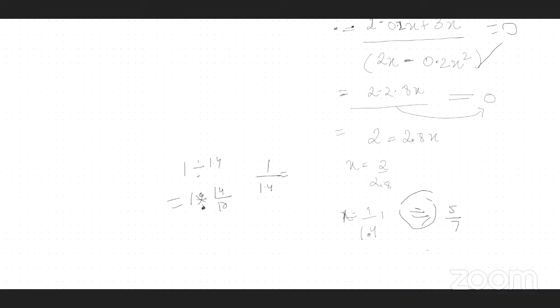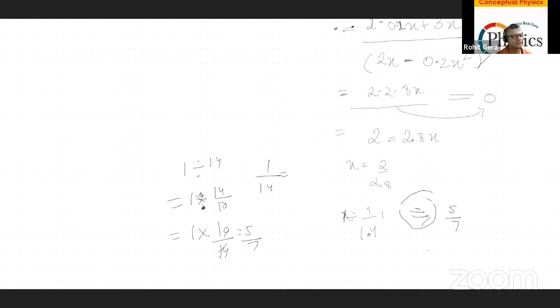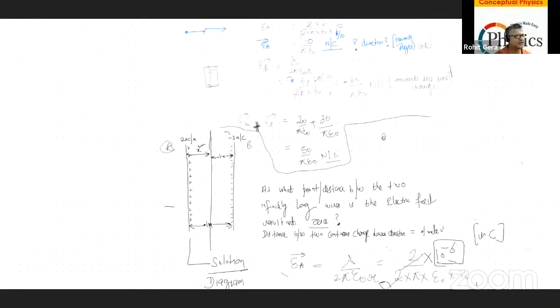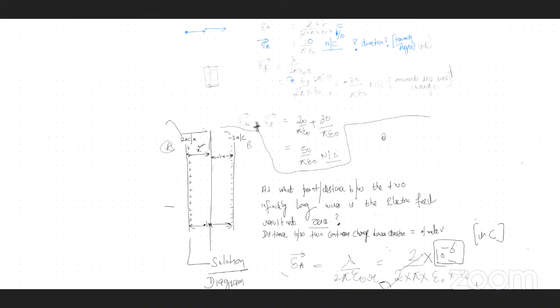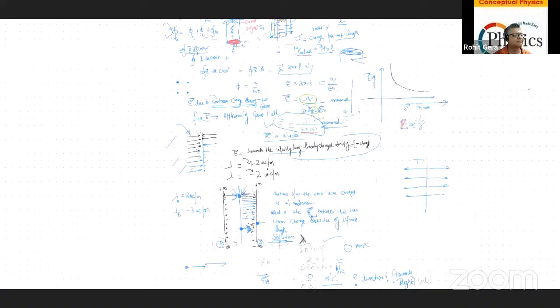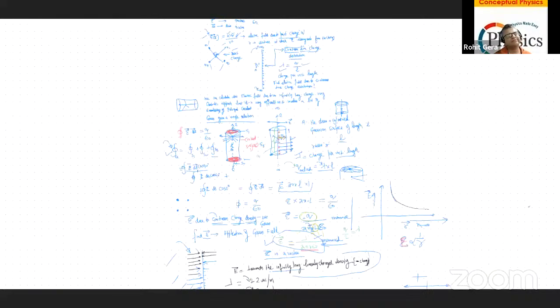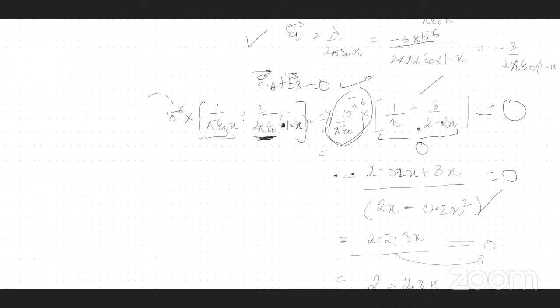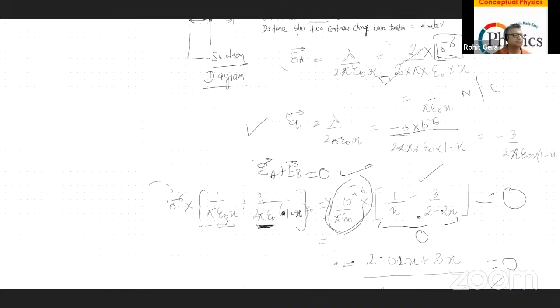Right. So your distance at which the net electric field is 0 from the 2 microcoulomb charge is 5 by 7. Okay, I got it now. Understood? Right. Did you understand? Good, good. Yeah, I did.